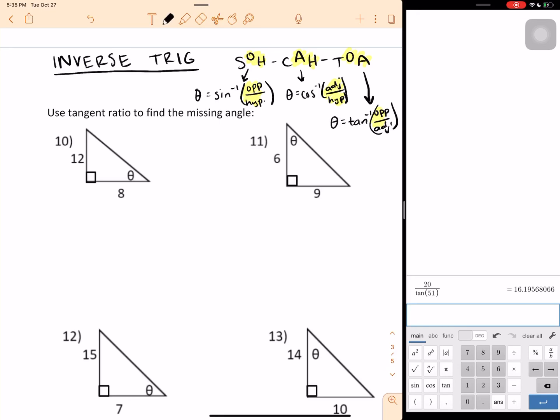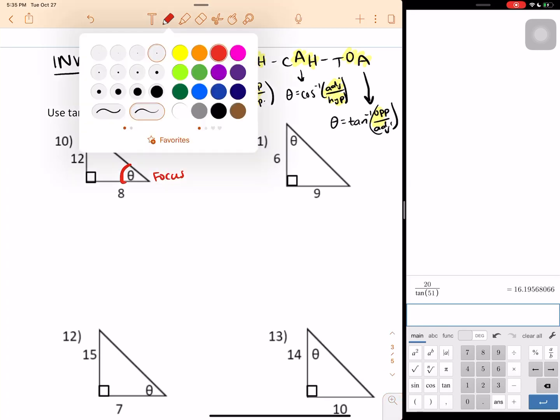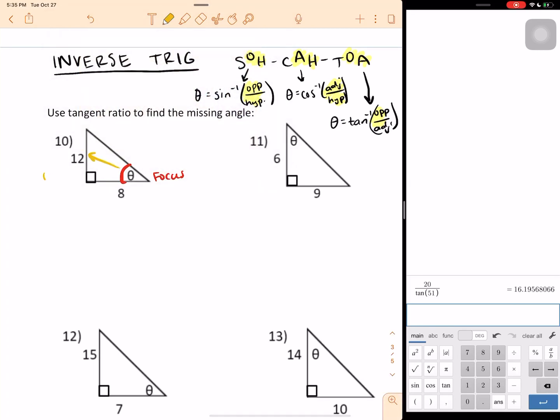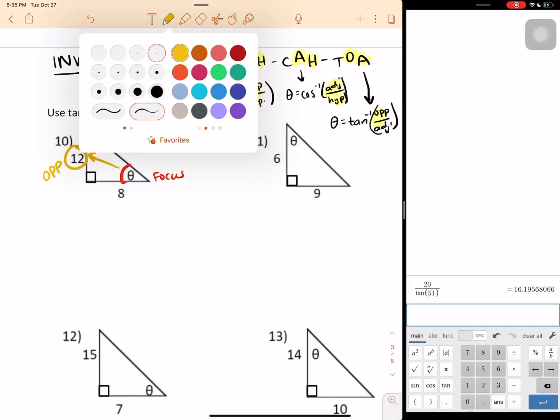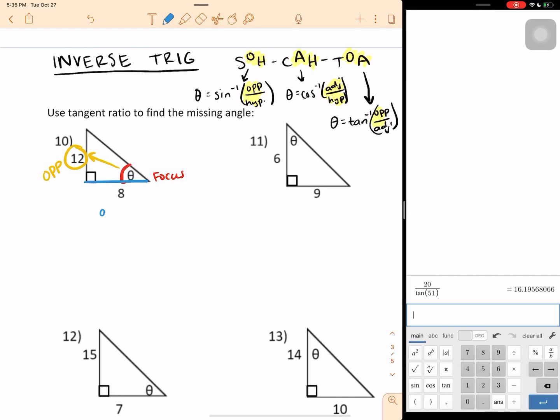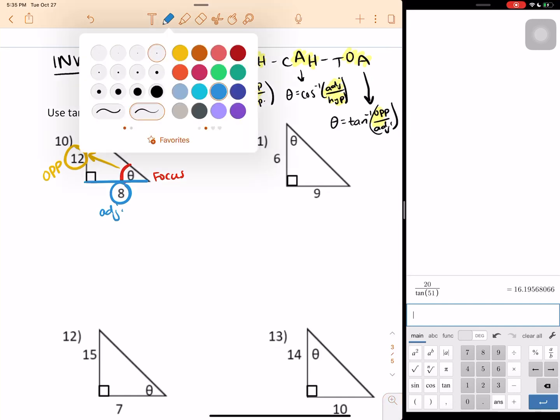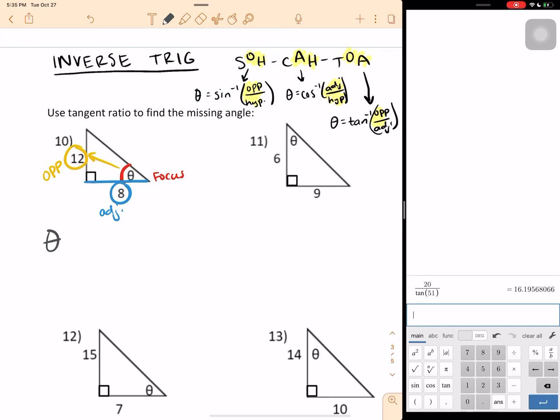Alrighty, so these are relatively easy to set up. You still just do the focus angle, and then draw your line across to the opposite side, opposite, and then mark your adjacent, touching the right angle and the focus angle. So opposite and adjacent is tangent once again. So here we're going to have that theta, or the focus angle there. So theta is equal to the inverse tangent of opposite over adjacent.